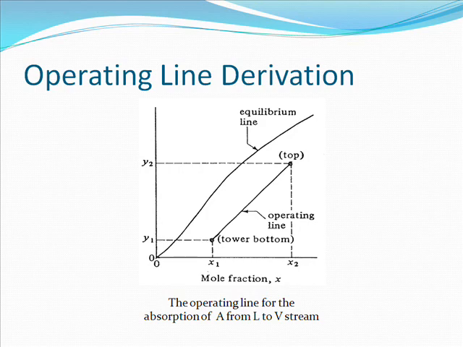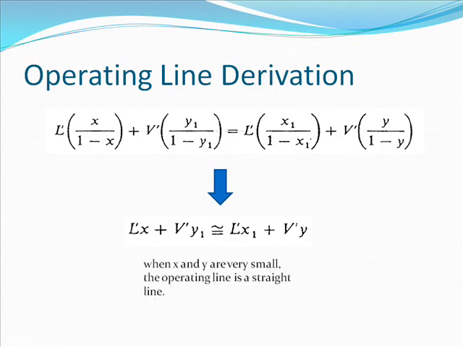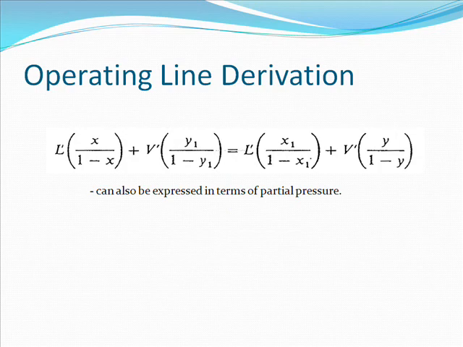Though it is not obvious in the illustration shown, when this operating line equation is plotted, a curve will result. The operating line can also assume a straight line when x and y are very dilute. The denominators will be equal to 1 for this case since x and y values are negligible compared to 1. Another form of the operating line equation will be in terms of partial pressure. Y sub 1 over 1 minus y sub 1 will be replaced with PA1 over PT minus PA1. Well, that's all for the operating line derivation.